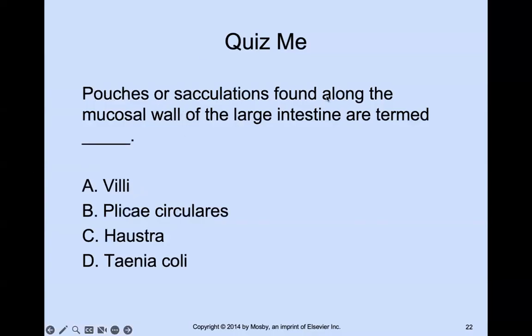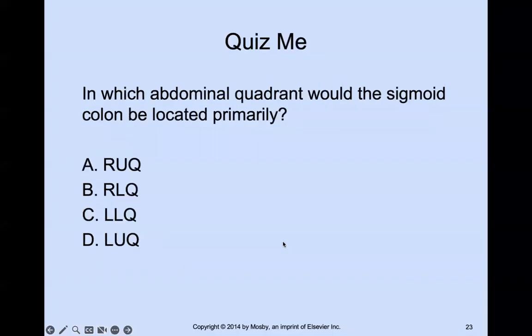Pouches or sacculations found along the mucosal wall of the large intestine are termed what? Those pouches. What did we say those pouches were called? Good. The pouches are called haustra. Remember, the longitudinal muscles that create the haustra are the teniae coli.